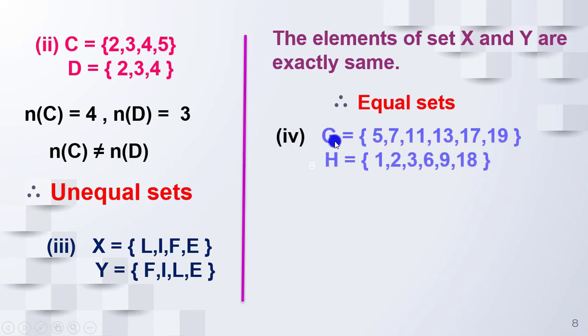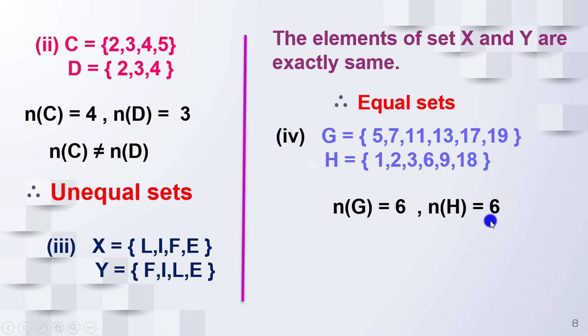Now, the next one is G equal to the set containing the elements 5, 7, 11, 13, 17 and 19. H contains the elements 1, 2, 3, 6, 9 and 8. Now, we shall see what is n of G here. n of G is 6. n of H is 6.